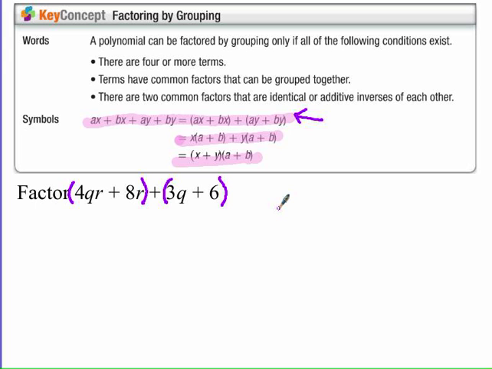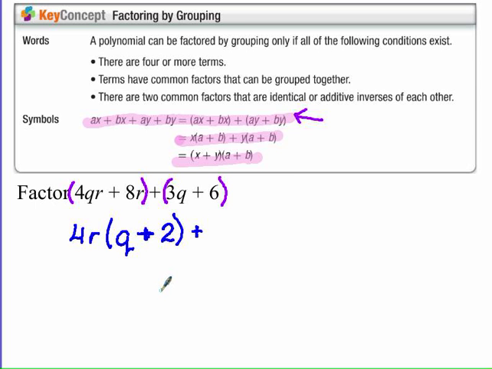Now I'm going to focus on just the very first pair, not the other pair. Look at 4qr and 8r. Is there something in common that I can take out of the 4qr and the 8r? A 4r. Now if I take that 4r from 4qr, what is left? q. Plus what? Plus 2. So all I did there was focus on the first pair.